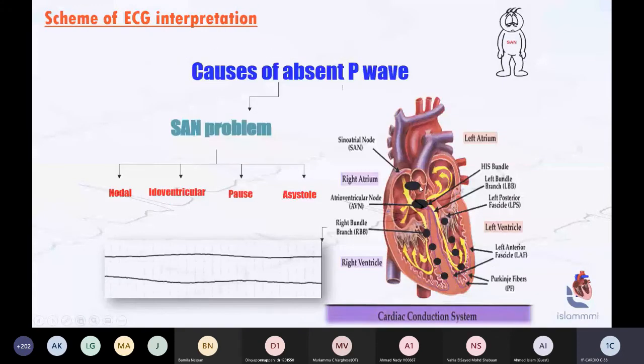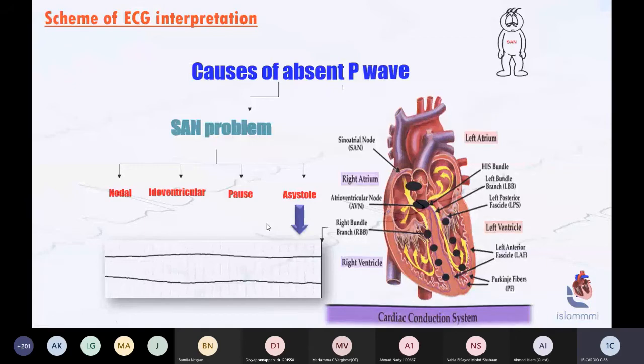So what if the SA node stops working at all, and then no other pacemaker will start to work? No AV node, no Ideoventricular rhythm, nothing at all. So what will we have? We have only a flat line. So what do we call this flat line? Asystole. So no systole, no contraction, no electricity, it's just a flat line.